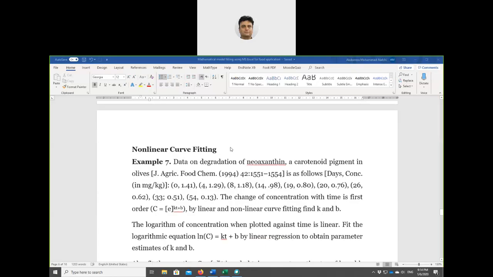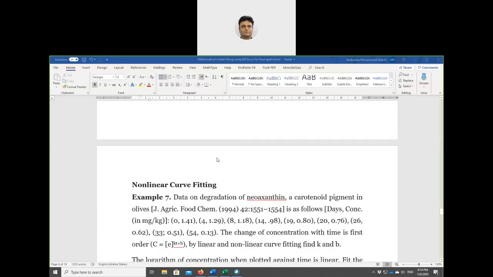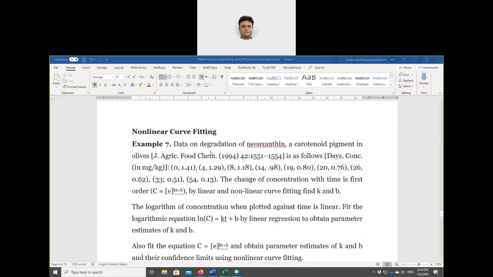Going to do some curve fitting for this type of example. The data on this is data on degradation of neoxanthin, a carotenoid pigment in olive. The source of the data is here, as follows: day and concentration.